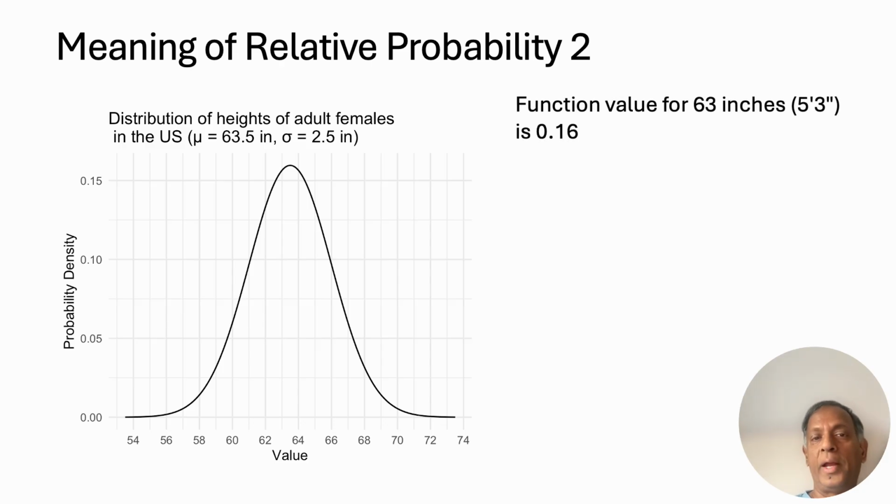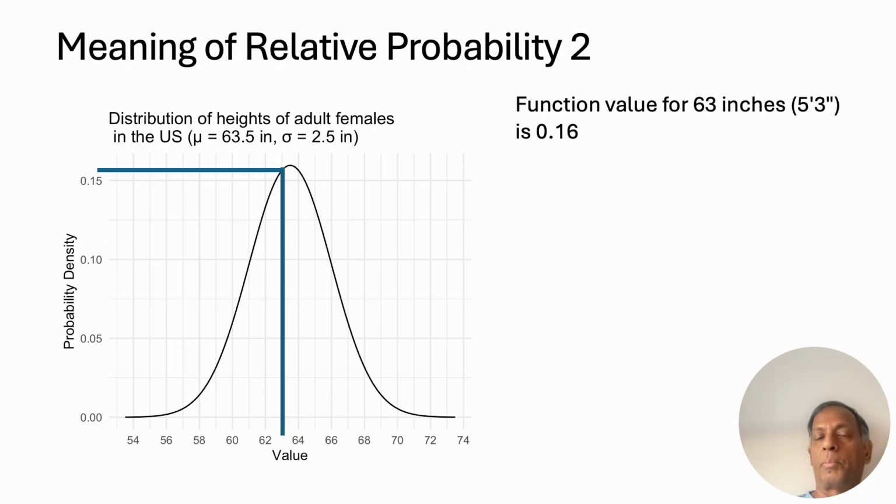So here we are looking at again adult female heights. This time I'm expressing the mean and standard deviation in inches. The mean is 63.5 inches and the standard deviation is 2.5 inches. And here we are looking at a height of 63, which is somewhat below the mean. And we are seeing that 0.16 is the function value of that. Of course that doesn't mean that the probability that a randomly chosen person's height would be 63 inches is 0.16. No, that's not true.